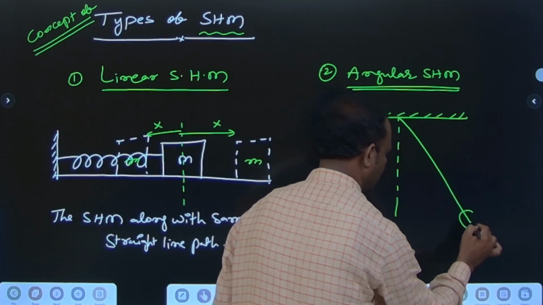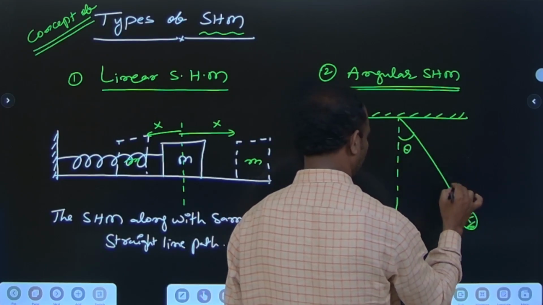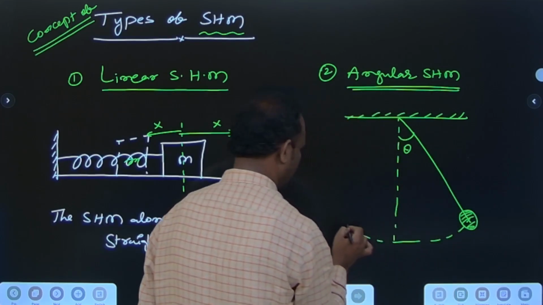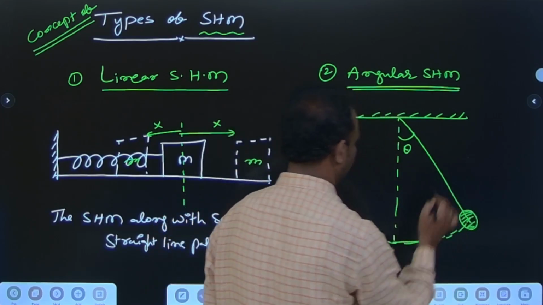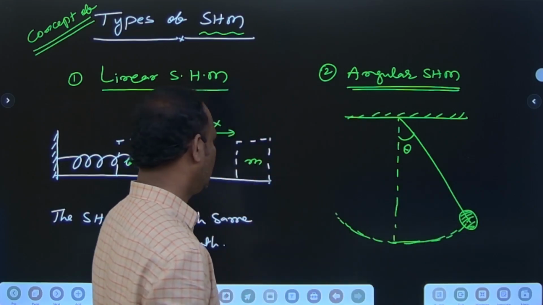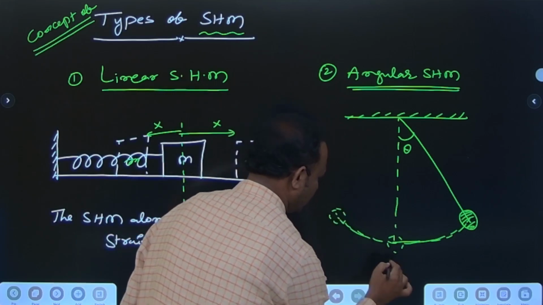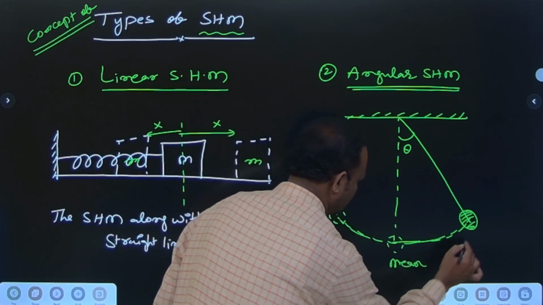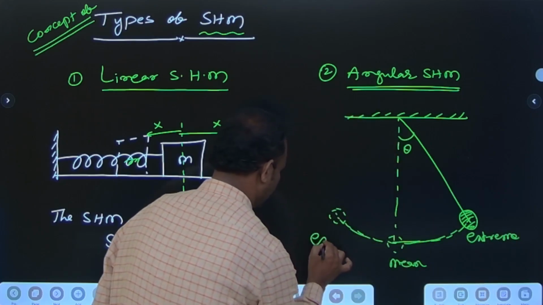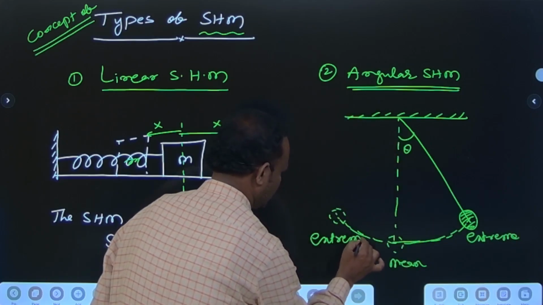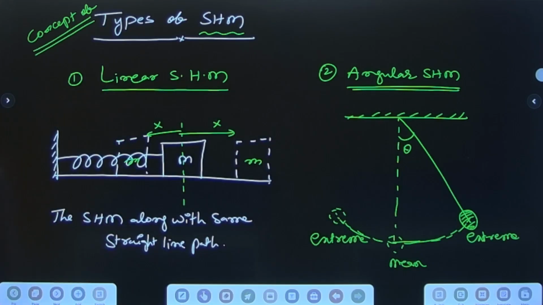Here is the simple pendulum which makes an angle theta. It moves to and fro, in the towards and backward direction. This is called angular SHM. This position is the mean position, and on either side are the extreme positions. So this is angular SHM.